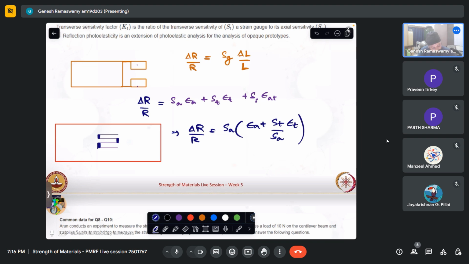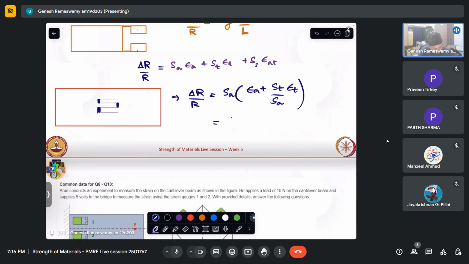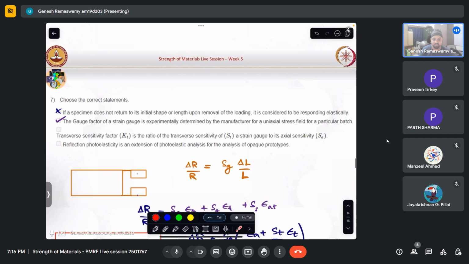And when SA epsilon A comes out, what happens? 1 plus ST by SA into epsilon T by epsilon A. So there will be some effect of Poisson's ratio also. So this factor is what is called the transfer sensitivity factor. And for one particular batch, for a particular grid design, they will be defining what this is.